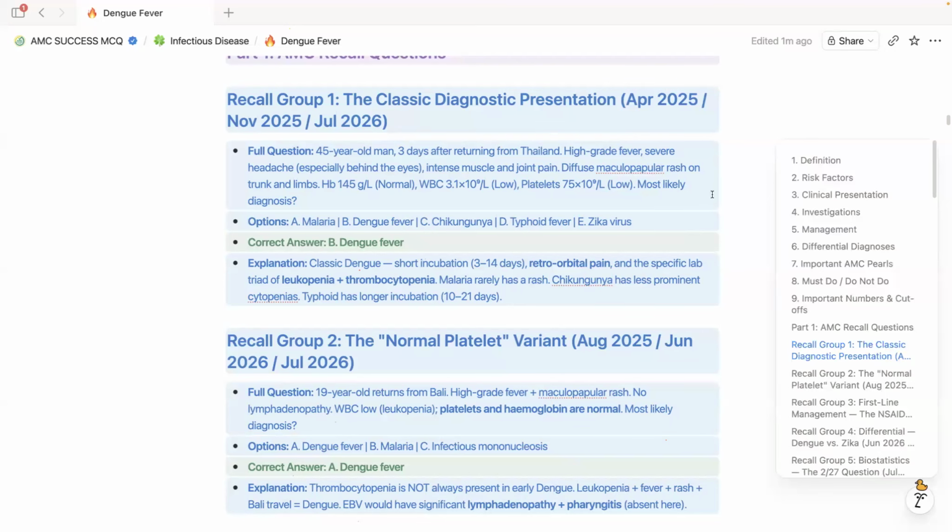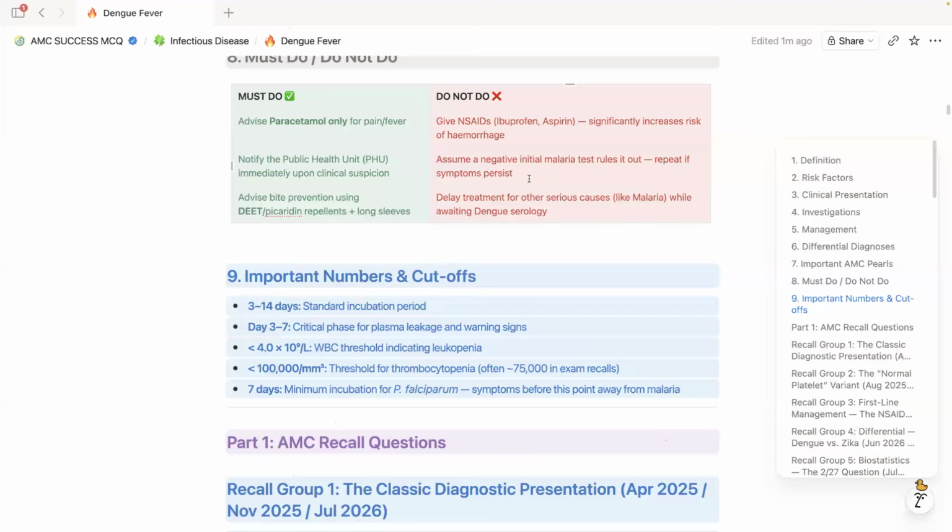Please show the screen of things not to do. Which one? This one?